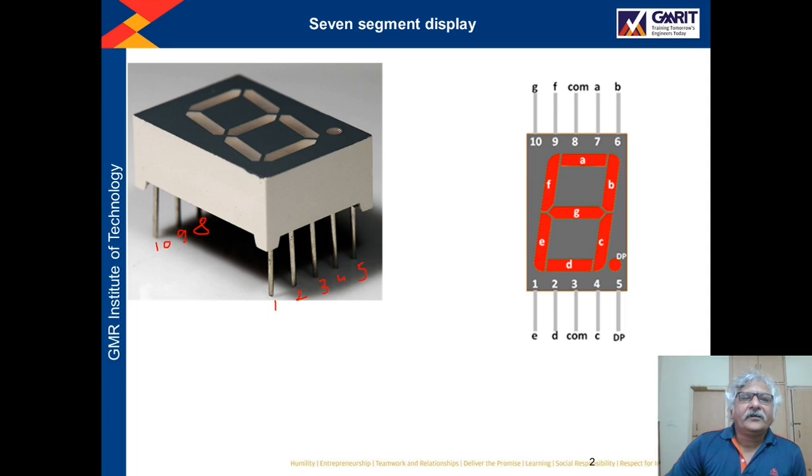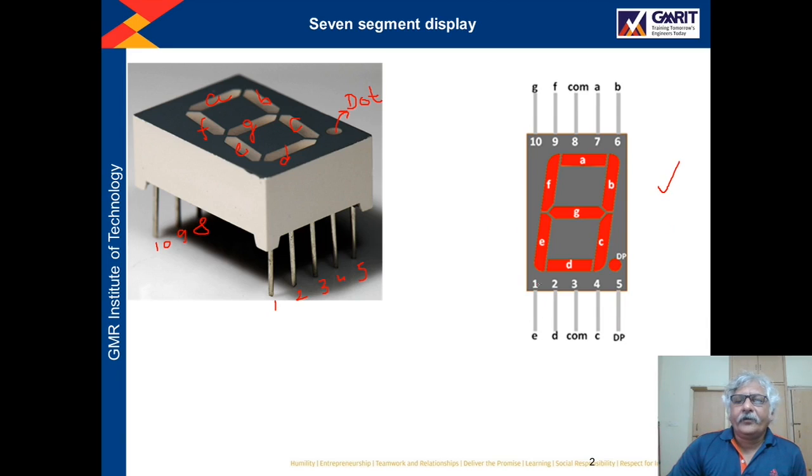In this 7 segment display, there are 7 segments for displaying certain numbers, and these are the segments called segment A, B, C, D, E, F, and G. These are the 7 segments, and apart from these, there is one segment for the dot. This is also one segment. This is the dot.